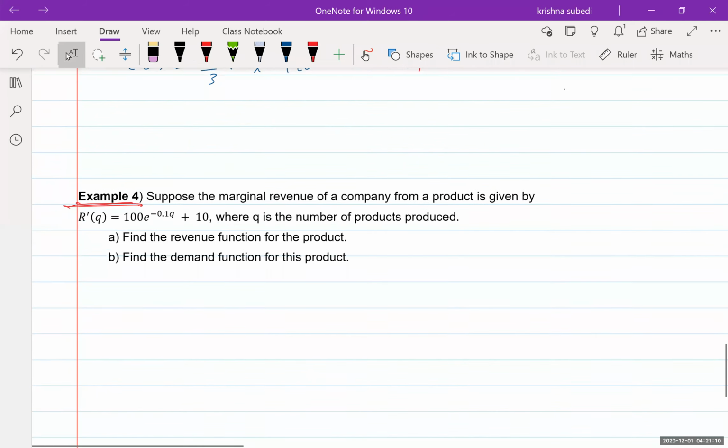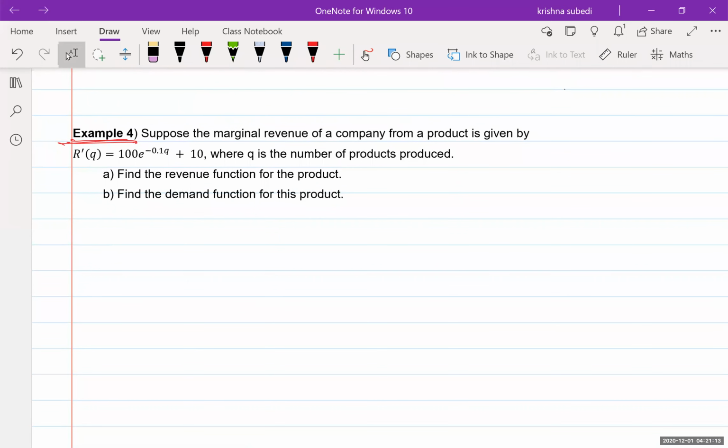Okay, let us read the questions very carefully, and then once we put everything in mathematical language, our own language of mathematics, I think you guys will be able to carry on. So what is given here is marginal revenue, which is 100 e raised to the power negative 0.1 q plus 10. This is our marginal revenue.